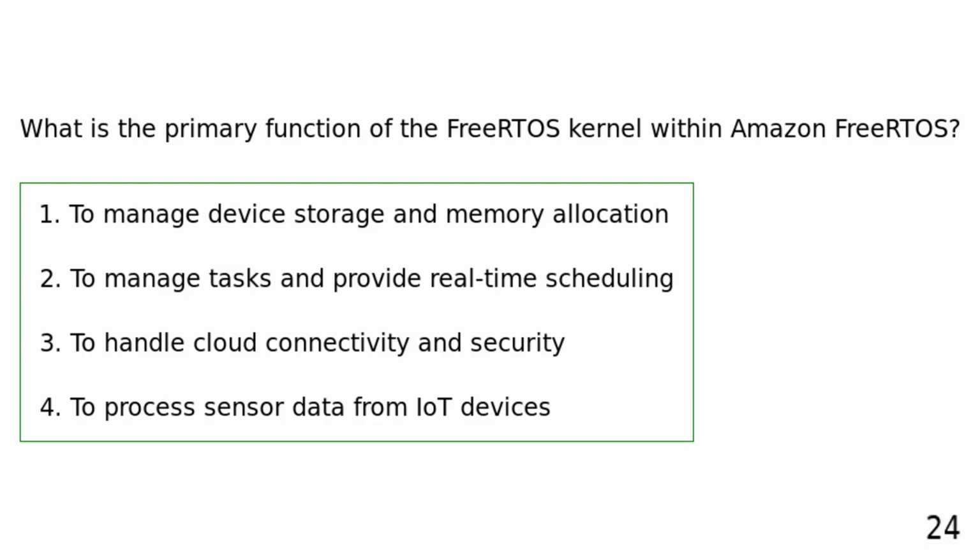What is the primary function of the FreeRTOS kernel within Amazon FreeRTOS? To manage device storage and memory allocation. To manage tasks and provide real-time scheduling. To handle cloud connectivity and security. To process sensor data from IoT devices.